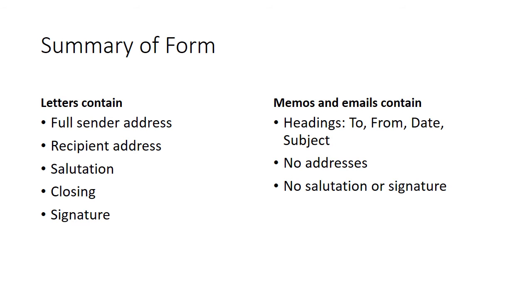So, just to summarize the formal differences between letters and memos and their twin form, emails. Letters contain the full sender address and a full recipient address. They have the salutation, which is a dear name followed by a colon, and they have a closing, sincerely, and they have a signature. Memos and emails do not contain addresses, do not contain a salutation, and do not contain a signature. If you include addresses or a salutation or a signature in a memo, I will say, no, you're writing a letter. That's not part of the memo form. Memos instead have to, from, date, and subject lines.